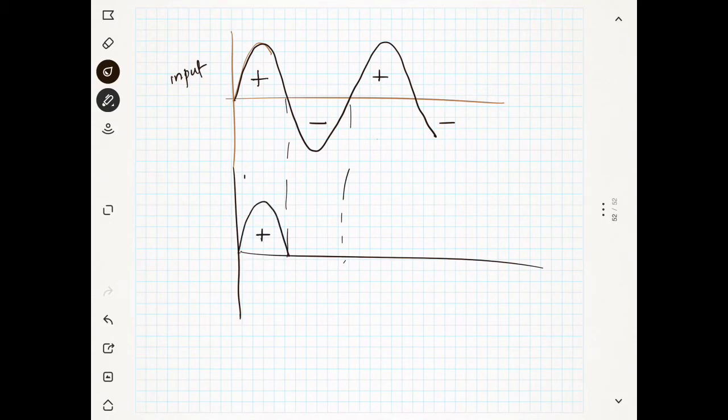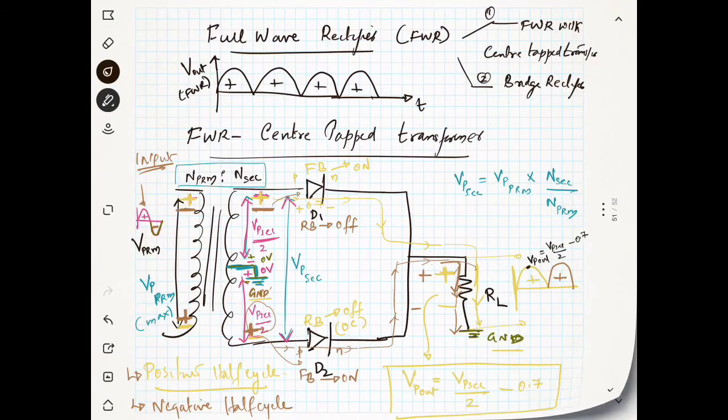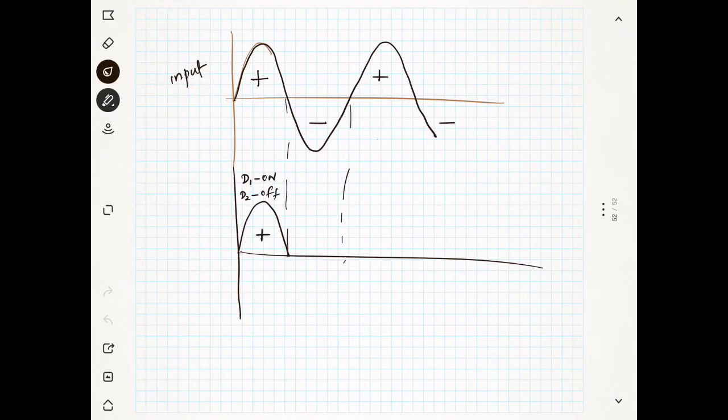Why this positive? Because your D1 is on and D2 is off, I told you. Okay, because you have a D1 here on the top and D2 at the bottom. So D1 was on and D2 is off because D1 was forward biased. Now again in the negative half cycle, you are getting the same voltage at the output. Why? Because your D2 is on now and D1 is off. Because of this phenomenon, you are always getting the same voltage. So again you will get positive. Okay, so that's it. So you can get it as the V output.